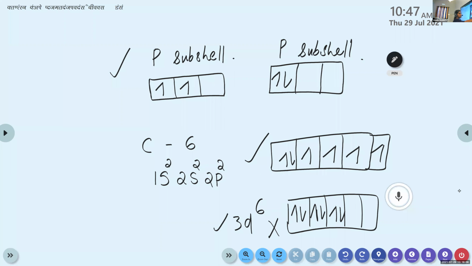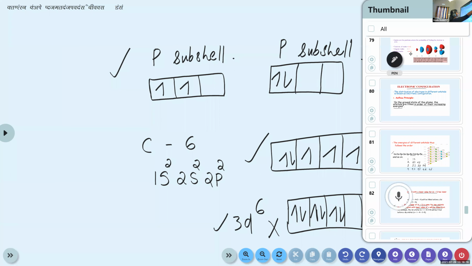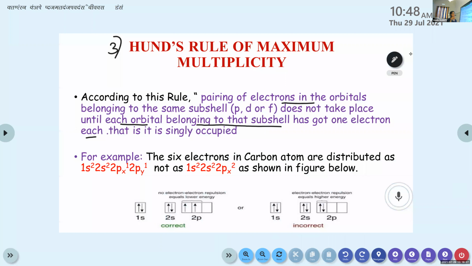Then we can just read this statement of Hund's rule of maximum multiplicity. According to this rule, pairing of electrons in the orbitals belonging to the same subshell, that is P, D or F. In the case of the S orbital, there is only 1 orbital there, so only after filling 1 electron, we can fill the electron in the same orbital itself, right? But in the case of P, D or F subshells, the pairing of electrons in the orbitals belonging to the same subshell does not take place until each orbital belonging to that subshell has got one electron.